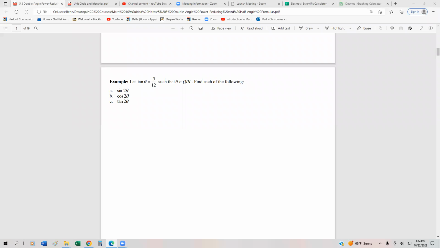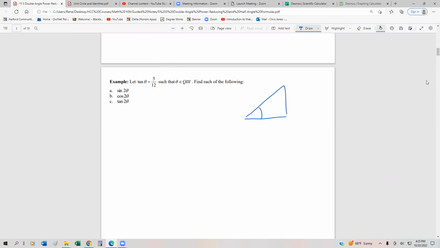So, more examples of using our double angle formulas. Let's say that we have the tangent of theta equal to 5/12, such that theta lies in quadrant 3. We want to find sine of 2 theta, cos of 2 theta, and tan of 2 theta. You might remember in the previous video with our sum and difference formulas that we draw a right triangle. That's what we're going to do first.